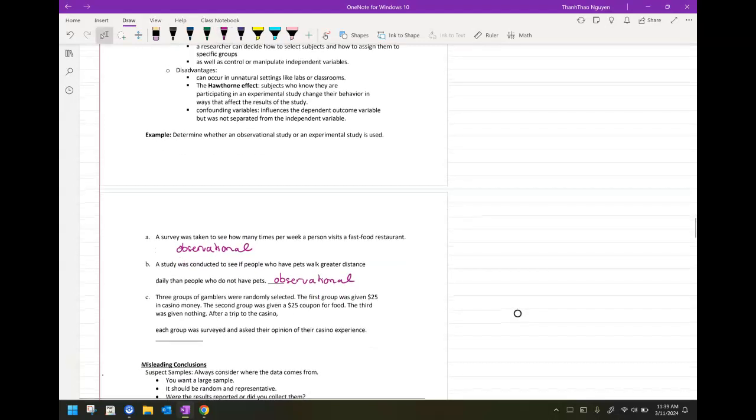Three groups of gamblers were randomly selected. The first group was given $25 in casino money. The second group was given a $25 coupon for food. The third was given nothing after the trip to the casino. Each group was surveyed and asked their opinion about their casino experience. So this is more of an experimental study.